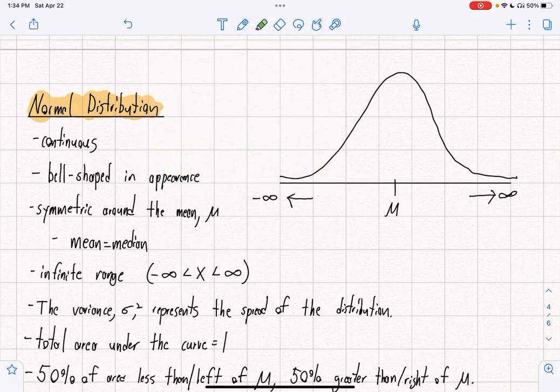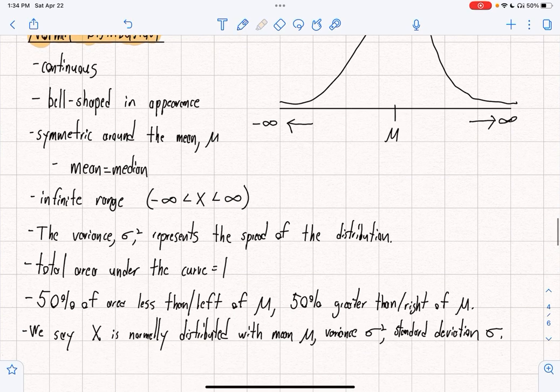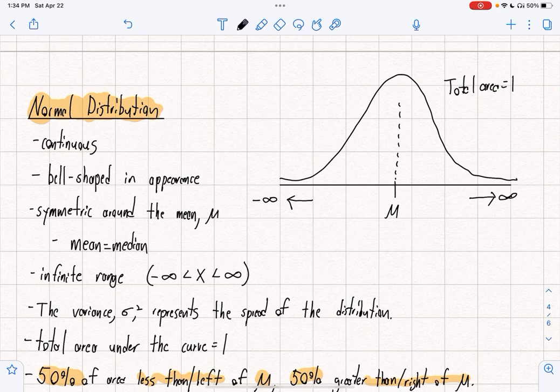Okay, so the total area under the curve is going to be equal to 1. So total area under the curve is equal to 1. Now, because this is symmetric, that area will be split evenly to the left and right of mu. So 50% of the area is to the left or less than mu, and 50% is greater than or to the right of mu. So what does that mean? Let me just draw a dotted line here. So that means 50% is to the left of mu and 50% is to the right of mu. So if the total area is 1, that means the total area to the left of mu is 0.5 and the total area to the right of mu is also 0.5.